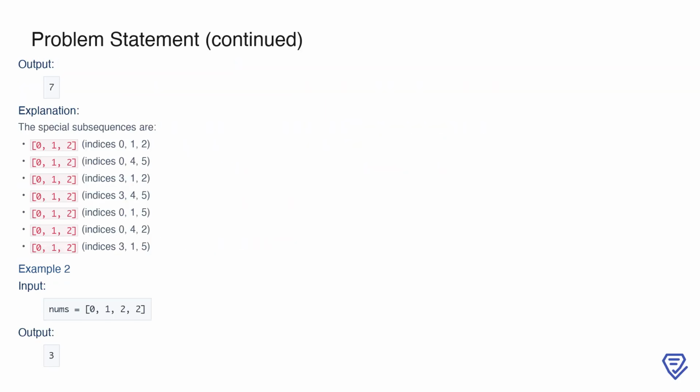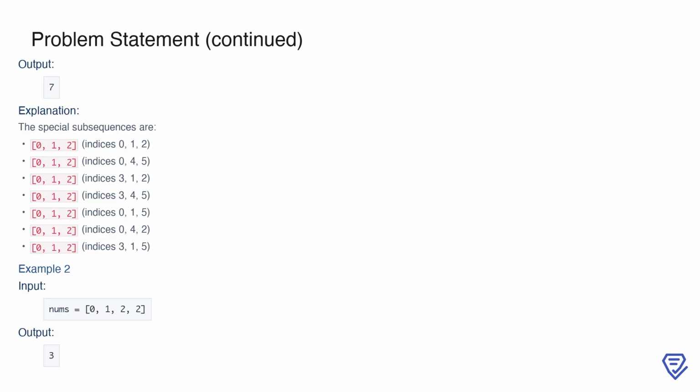For example, if the input array is 0, 1, 2, 0, 1, 2, the output is 7. This is because there are 7 distinct special subsequences that can be formed, following the order of 0-1-2. These include subsequences like 0, 1, 2, formed by taking the first 3 elements, or 0, 1, 2, formed using indices 0, 4, and 5, among others. Each valid subsequence maintains the required order, and the indices used to form them are unique in each case.